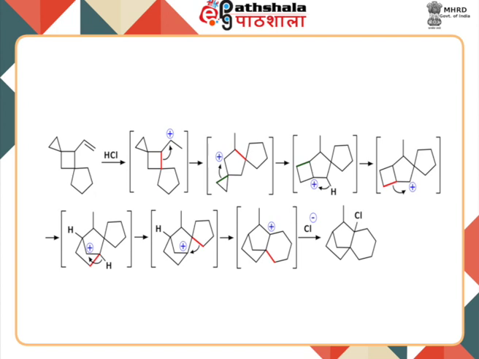Let us consider another very interesting example where many rearrangements are taking place in a sequence. You can see here we are starting with a molecule which is highly strained. It is a 3-membered ring fused with a 4-membered and further with a 5-membered ring, and there is this double bond at this position. When this is reacted with HCl, the proton will attack the double bond of this molecule, and as a result we get this secondary carbocation.